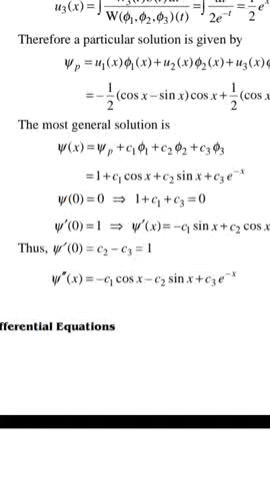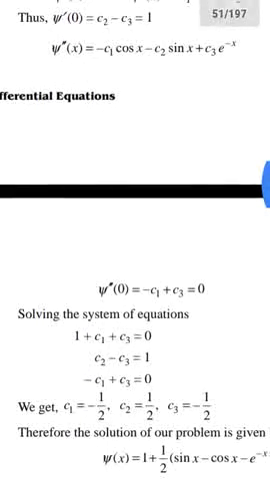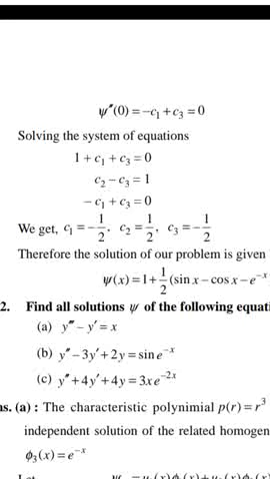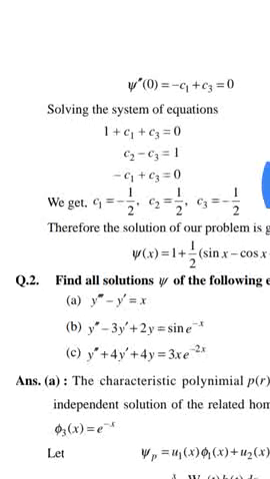The most general solution is ψ(x) = ψp + c1 φ1 + c2 φ2 + c3 φ3 = 1 + c1 cos x + c2 sin x + c3 e^(-x). Putting in the initial conditions, we evaluate c1 = -1/2, c2 = 1/2, and c3 = -1/2.